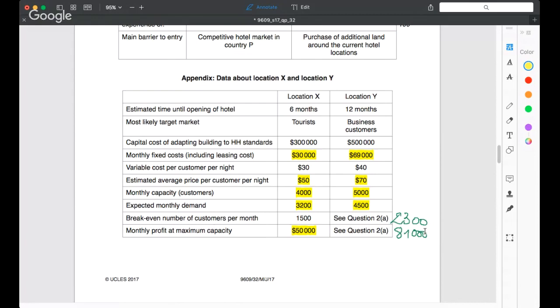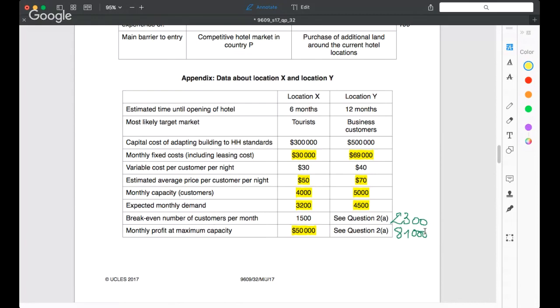So the way I did it was, you know their monthly fixed cost is going to be 30,000, and it's going to take them 6 months to get the place ready. So you times 30,000 by 6, and it gives you 180,000. And then you add that to the capital costs, which will give you 480,000.